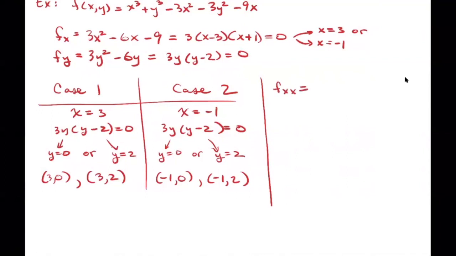fxx is going to be 6x minus 6. fyy is going to be 6y minus 6 also. Now, because the variables don't mix, when you do fxy, you're going to get 0.